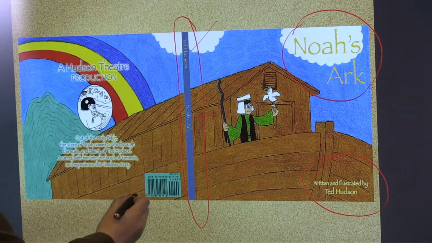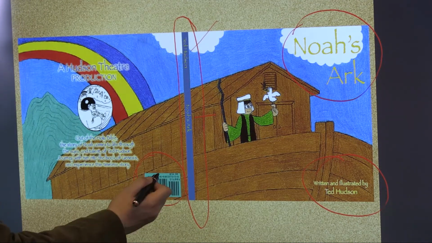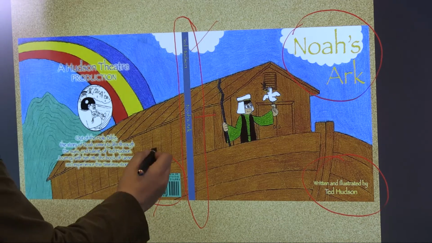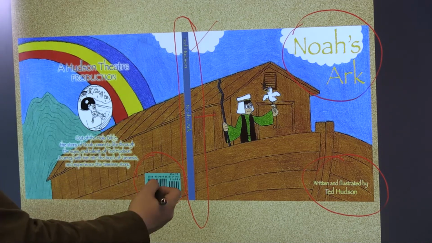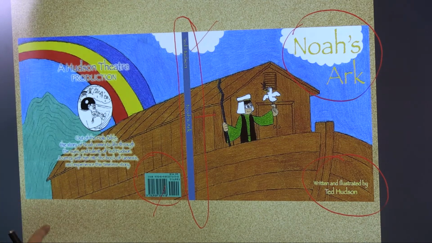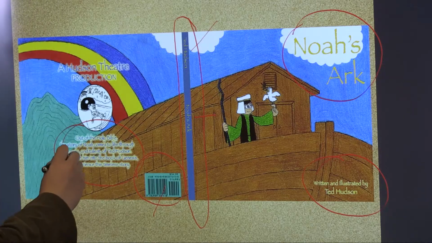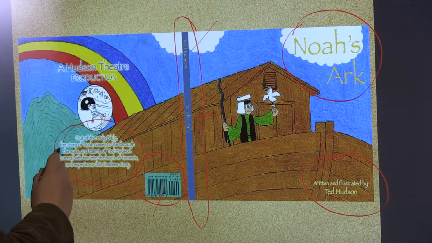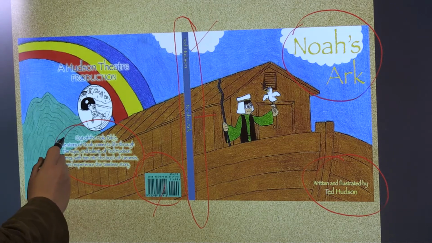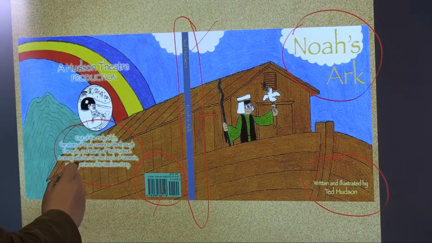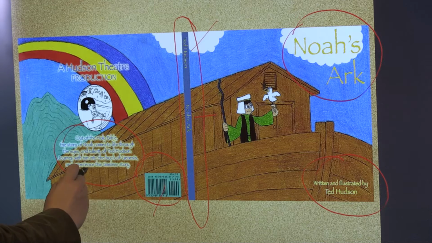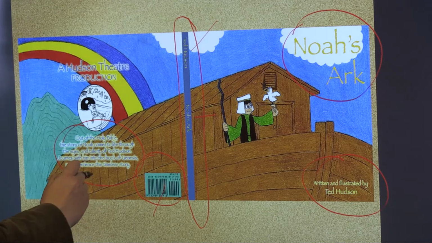On the back, we have a barcode. This barcode is what stores use to scan the book to tell how much it is and information about the book, the author, the illustrator, the publisher, so on and so forth. Next, we have a small blurb or summary of the book. Back on the back here is Ted's summary, and what it says is, out of the Holy Bible, the story of Noah comes to life through the eyes and talent of Ted Hudson. Journey with him into the book of Genesis and experience this timely story.